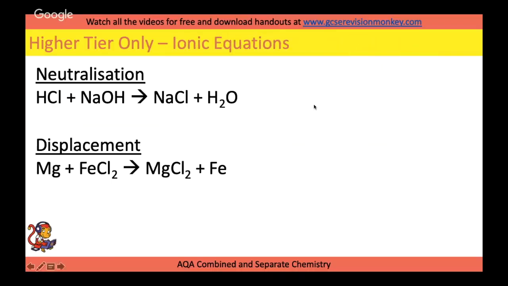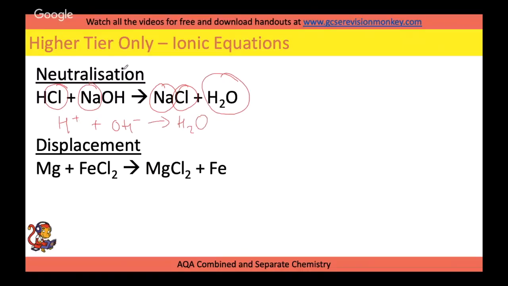Now we'll look at ionic equations. So again, you're looking at changes from atoms to ions and ions to atoms. In this case, it's neutralization. If you look at this side, you've got sodium as an ion there and an ion there, and chloride as an ion there, as an ion there. But these ions, H plus and OH minus, turn into a molecule over here, H2O.